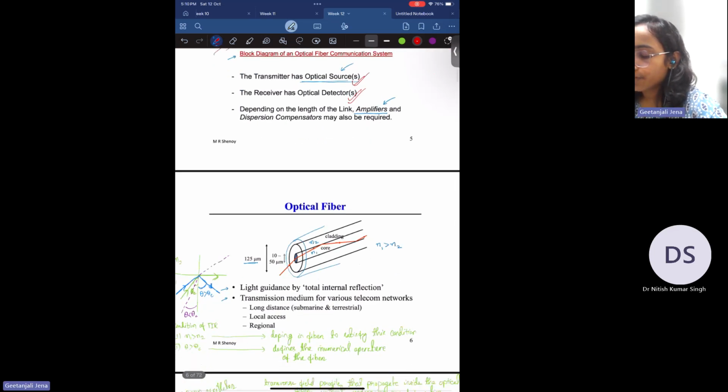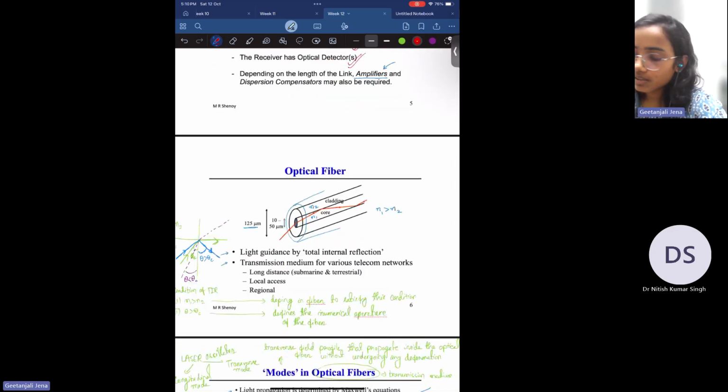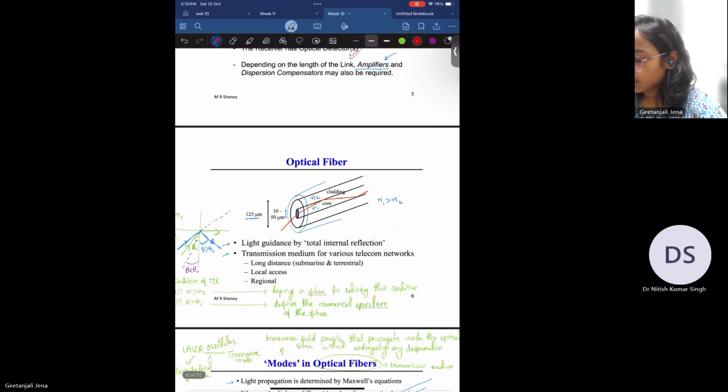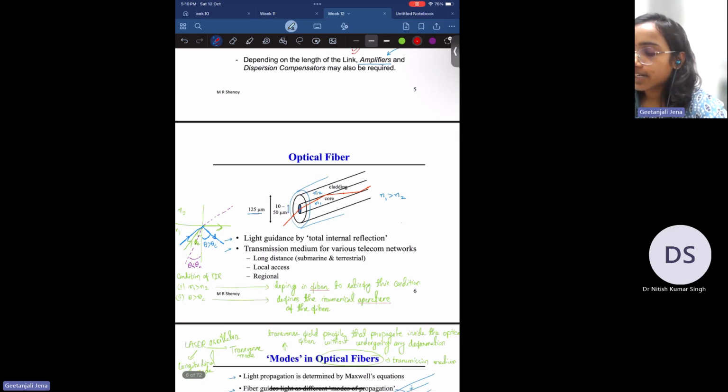So let us see first what the optical fiber is. As I've said, it behaves like a transmission medium to propagate your information. If you recall, the two main layers of an optical fiber are the core and the cladding. The light that we send through this optical fiber is guided by means of total internal reflection.